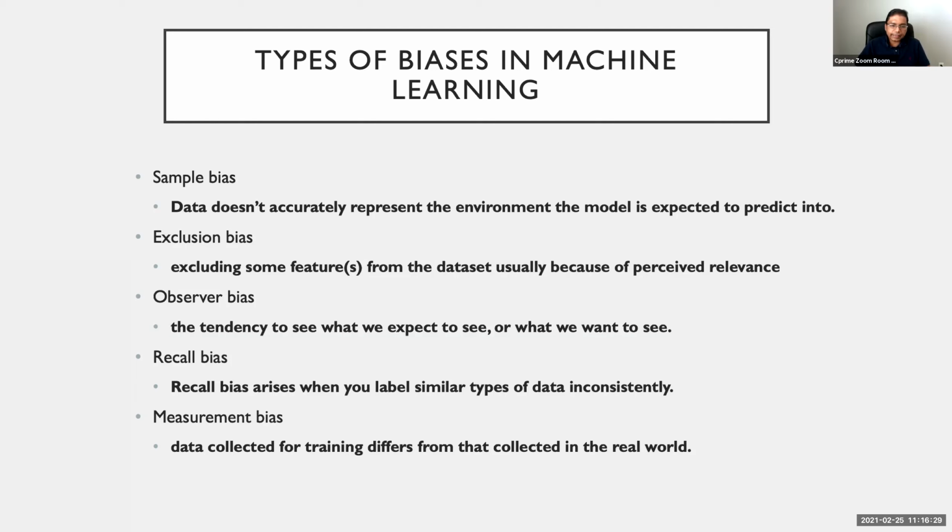Recall bias is basically when you have labelers, or people who generate the training data, and they are of diverse mindsets, and there is an inconsistency in the way things are labeled. And we'll see examples of that as well. And then there is finally the measurement bias, where the data that you want to collect is collected using a different measurement technique, and that introduces bias.